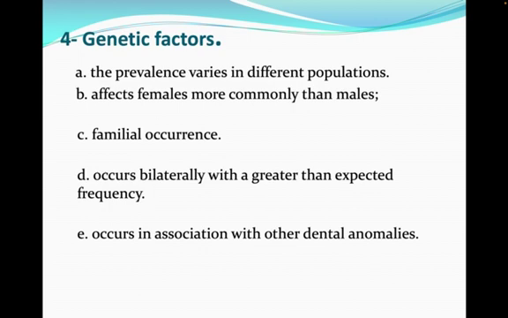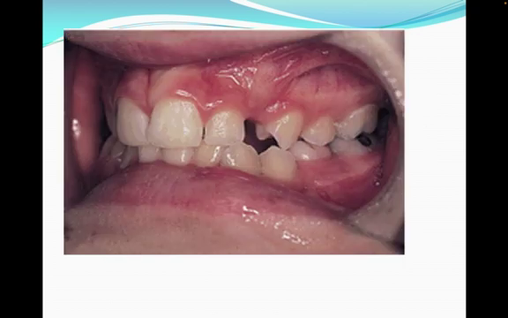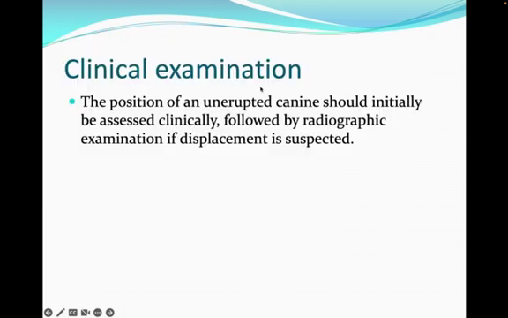So to summarize, genetics and the long path of eruption, the guidance theory, explain the palatally impacted canine, while crowding explains the buccally impacted canine. When you do the examination, it's essential and mandatory to palpate the canine at the age of 10. The canine should be palpable in the labial sulcus by the age of 10. If the canine is not palpable by the age of 10, then we should start thinking about interceptive treatment. This is the area where the canine is usually palpable in the labial sulcus.